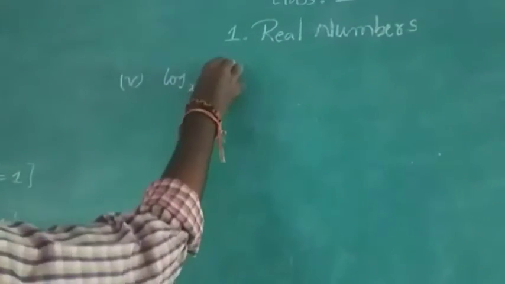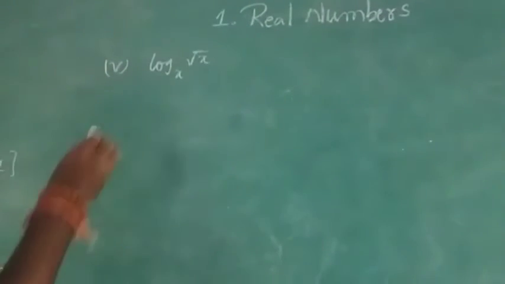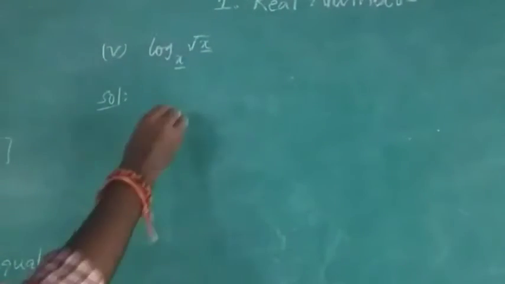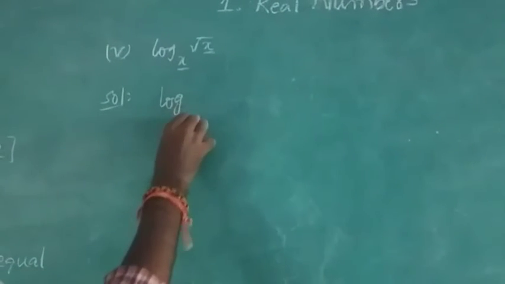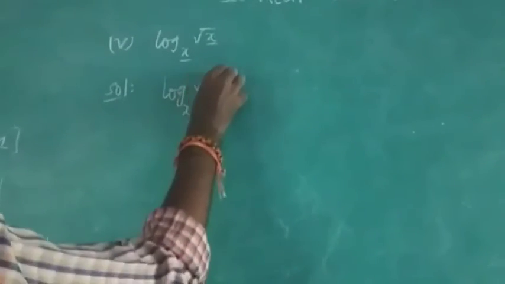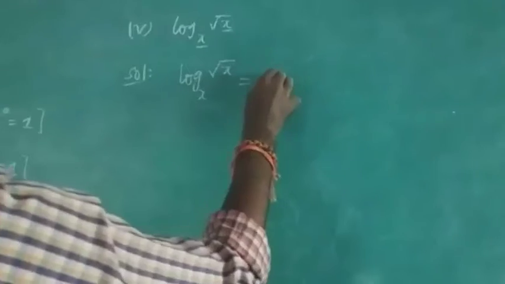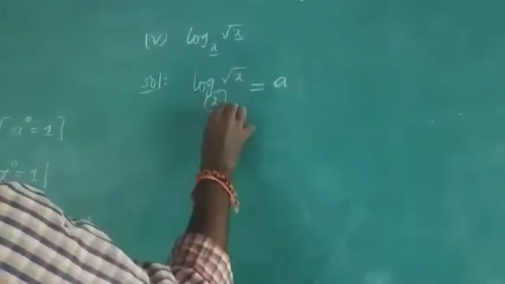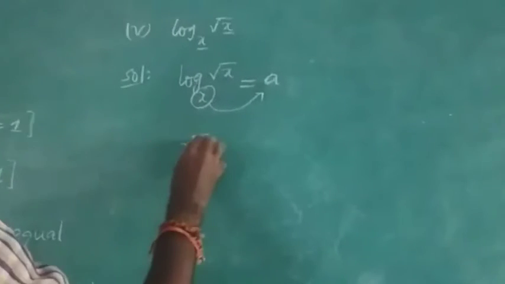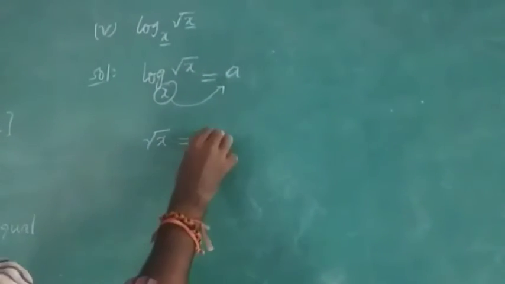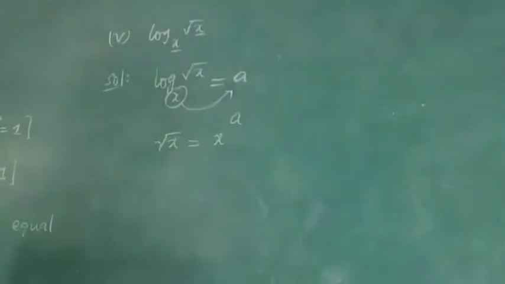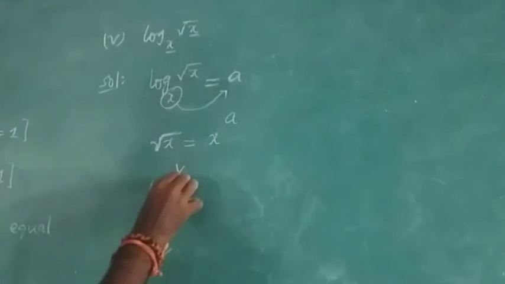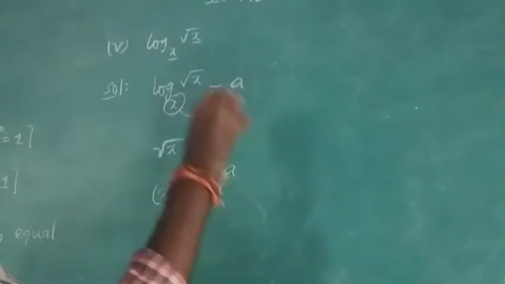Log base x to under root x. See, here the variable x is there. So this time this value I am assuming as base x. Log base x to under root x, this total value I am assuming as a. Then this x you are transposing. Therefore under root x is equal to x to the power of a. This under root x you can write as x to the power of 1 by 2 is equal to x to the power of a.